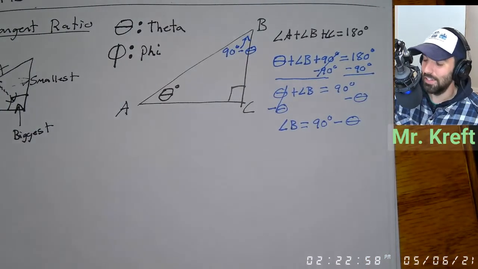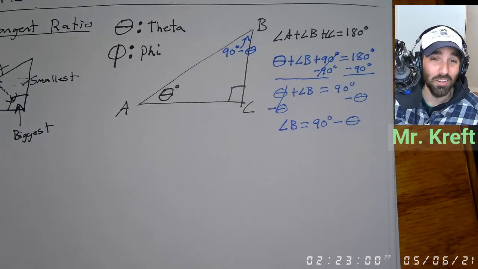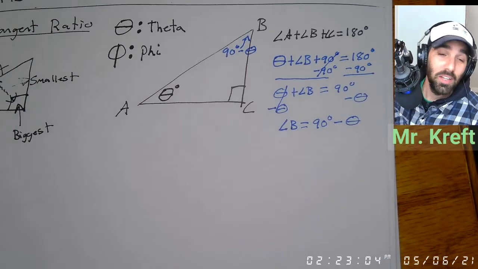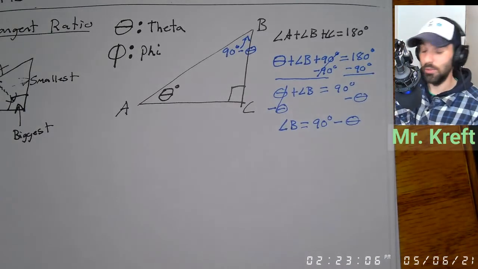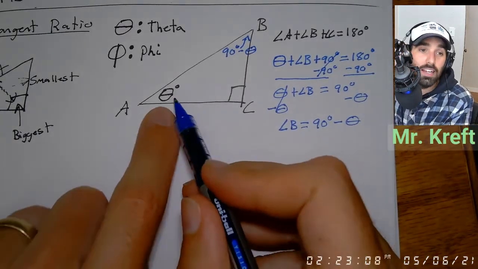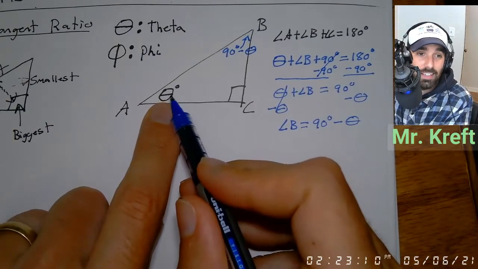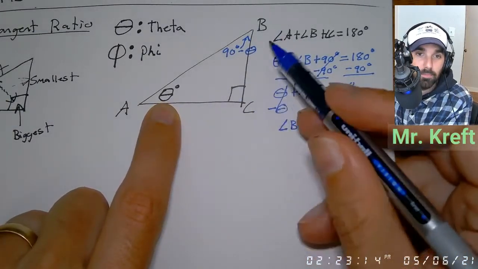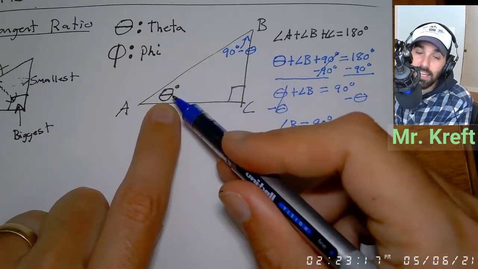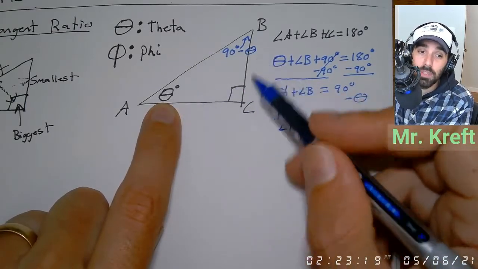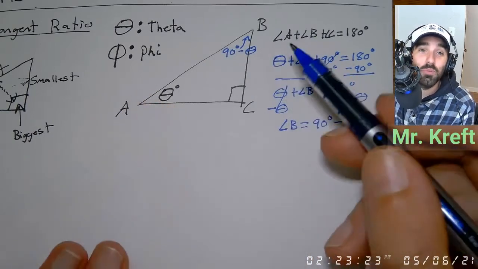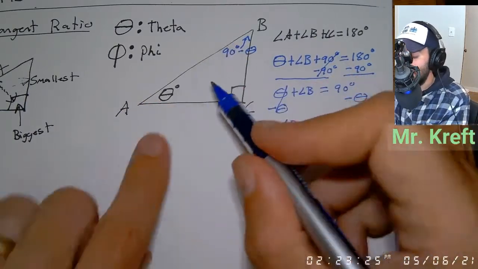Now, why did I do this? You're like, you're taking us down this dark, scary alleyway, and we don't have flashlights. Well, let me give you a little flashlight onto why we're doing this. Because we said if this angle theta gets smaller, then side BC is going to get smaller, and if angle theta gets bigger, then this side BC is going to get bigger.